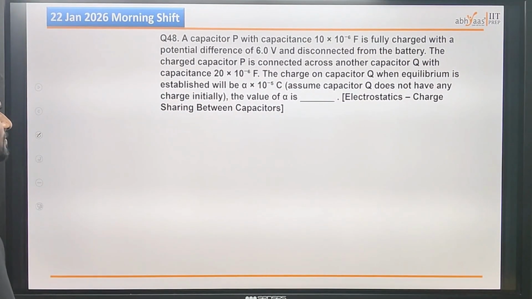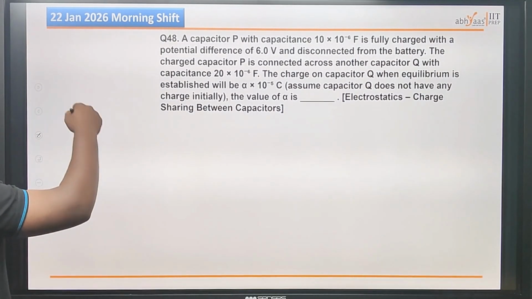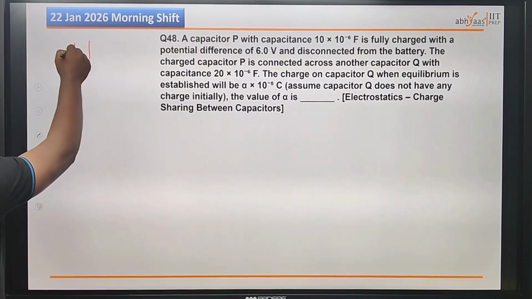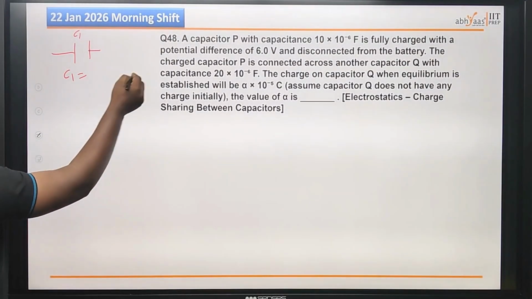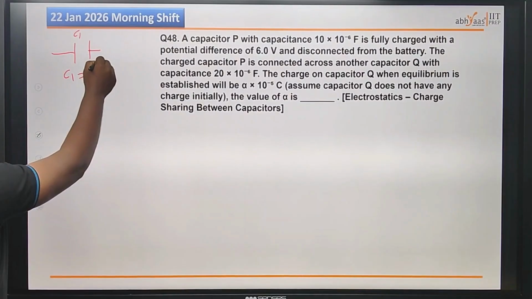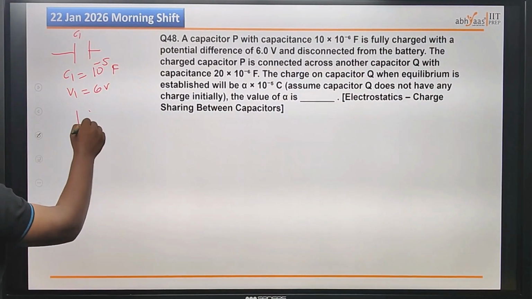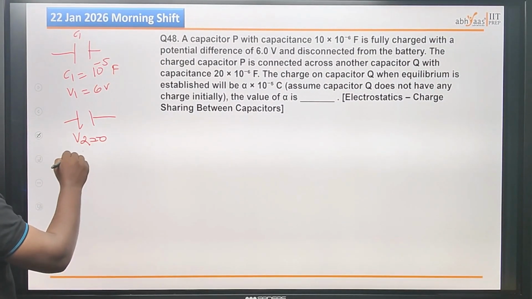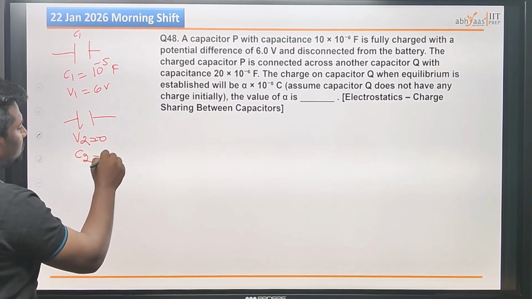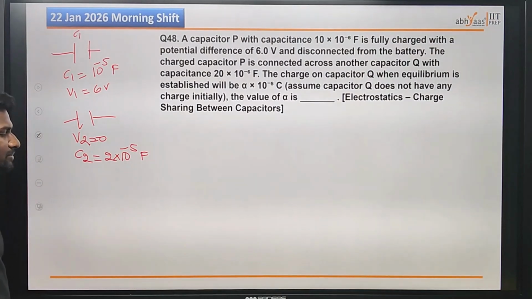What is the equilibrium condition? So the equilibrium condition is nothing but potential equal to 0. So see here, what is the first condition? Capacitor C1, what is the C1 value? C1 is nothing but 10 into 10 to the power minus 6. And what is V1? 6 volts. Second condition at equilibrium, V2 equal to 0. And what is C2? C2 is nothing but 20 into 10 to the power minus 6, that is nothing but 2 into 10 to the power minus 5 farad.